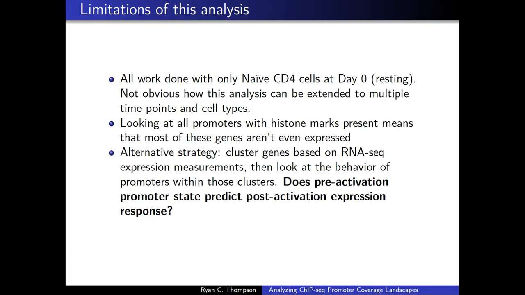So I came up with an alternative strategy, which is basically to look at the RNA-seq first and cluster based on the pattern of RNA expression across all samples, all time points, all cell types. And then, once I had some sort of grouping based on the RNA-seq, go back to the ChIP-seq and see if there's anything interesting going on there. Just taking the reverse approach to what I did before. And the basic question we want to answer is: does the pre-activation promoter state predict the post-activation expression response? In other words, can we tell how a gene is going to respond to activation based on the initial histone mark state?